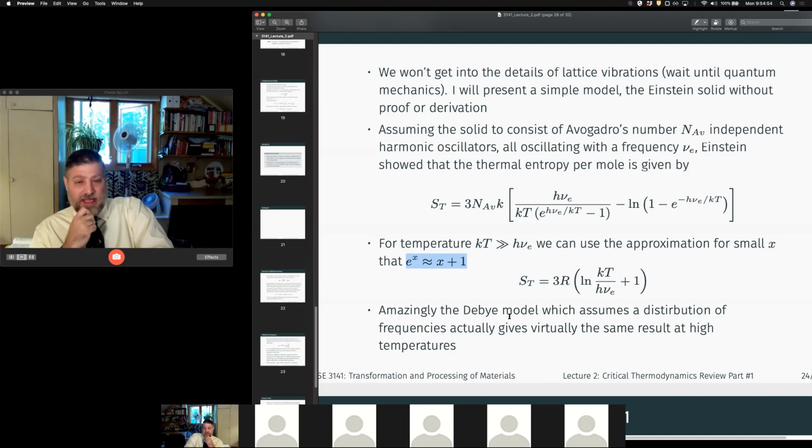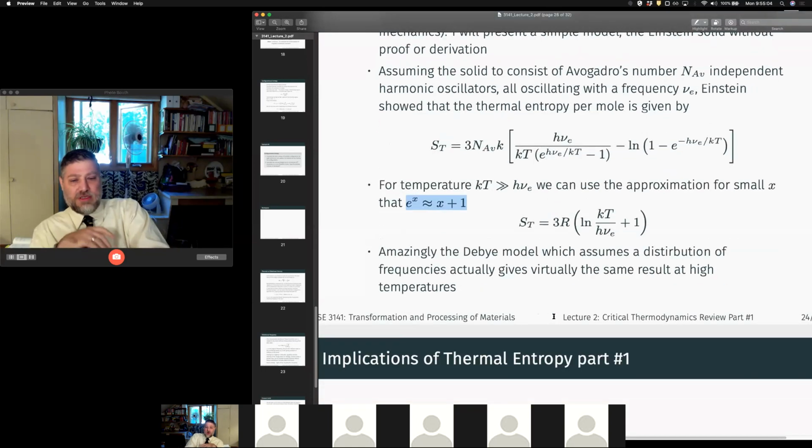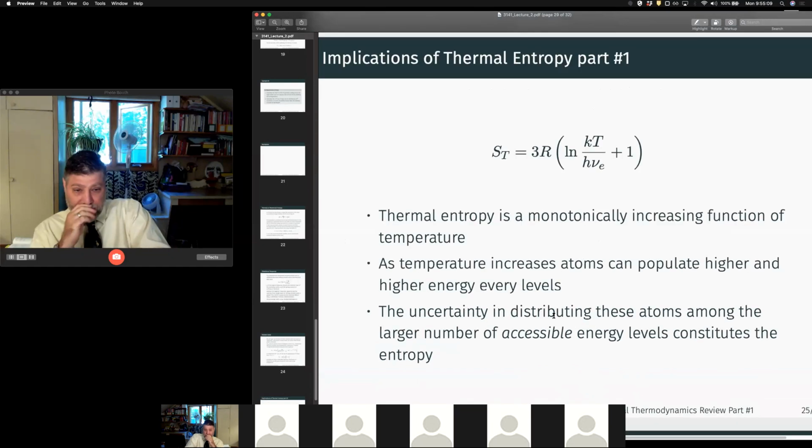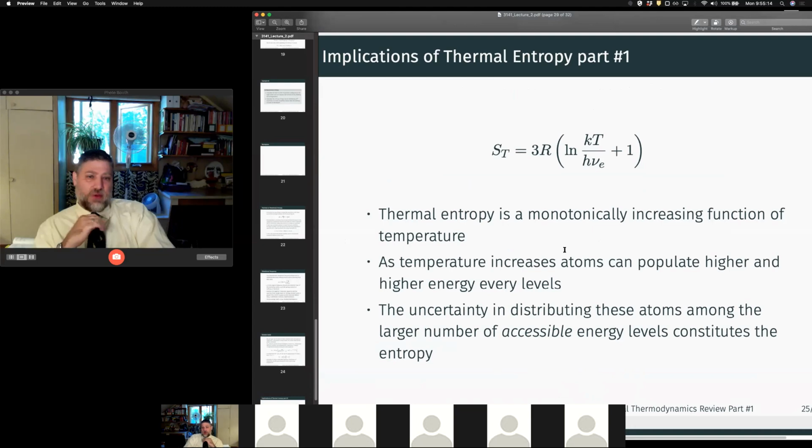What's interesting about this is that more complicated models for solids, like the Debye model, which assumes that we have a distribution of frequencies, gives virtually the same result at high temperatures. Why am I bothering to go through this? Okay, so there's some important physical things that we want to consider.